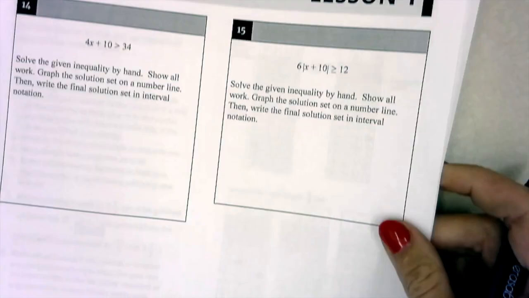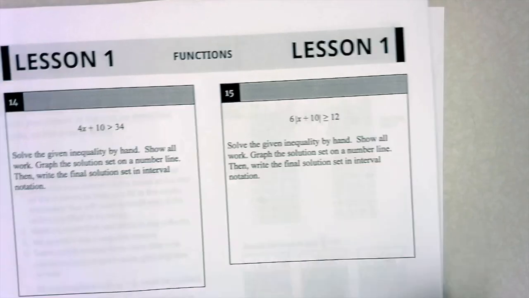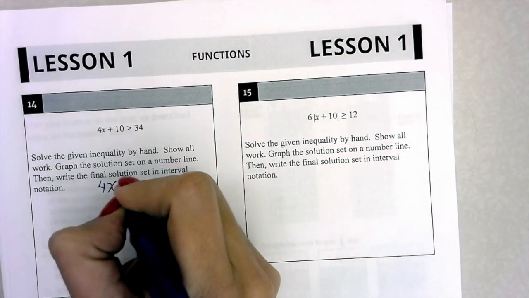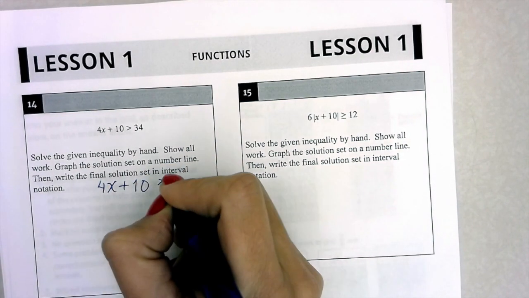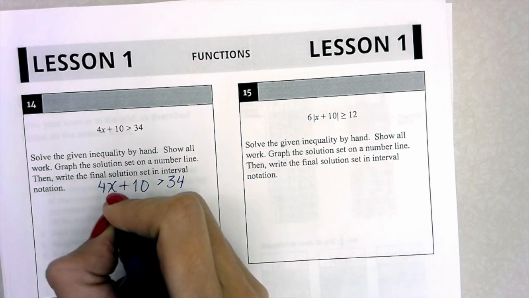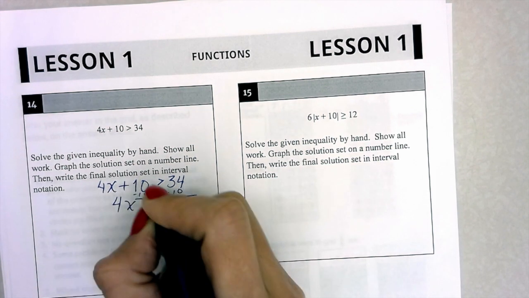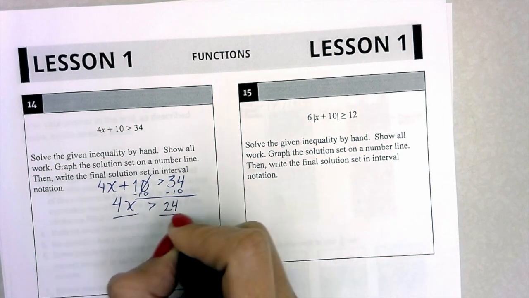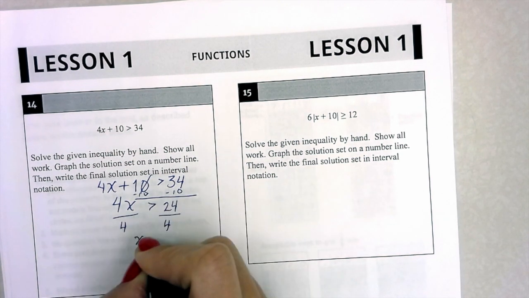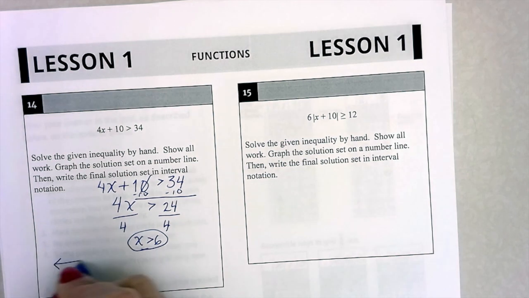Next, 4x plus 10 greater than 34. Subtracting 10, so 4x is greater than 24. Divide by 4. x is greater than 6. There's my inequality. Number line. Here's 6. Open because it's not "or equal to."